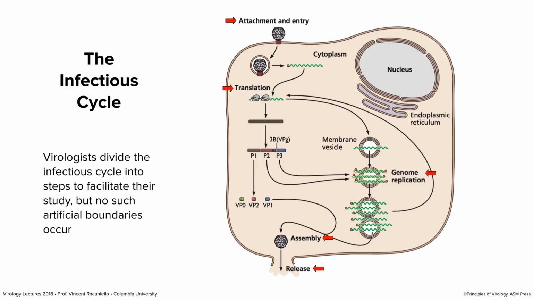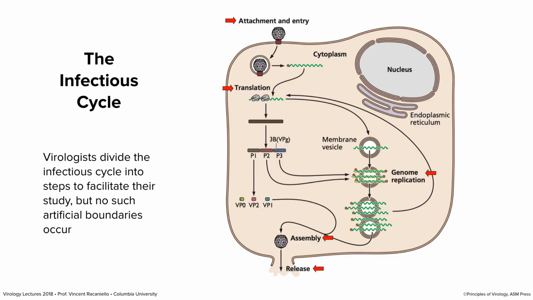So when a virus gets into a cell, we'll talk about these steps in great detail throughout this course. We call this the infectious cycle. Everything that happens from start to finish in an infected cell, we call the infectious cycle. Sometimes you'll see it referred to as the reproductive cycle, which means the same thing. And we like to divide this into stages. And in fact, that's what I do in this course.